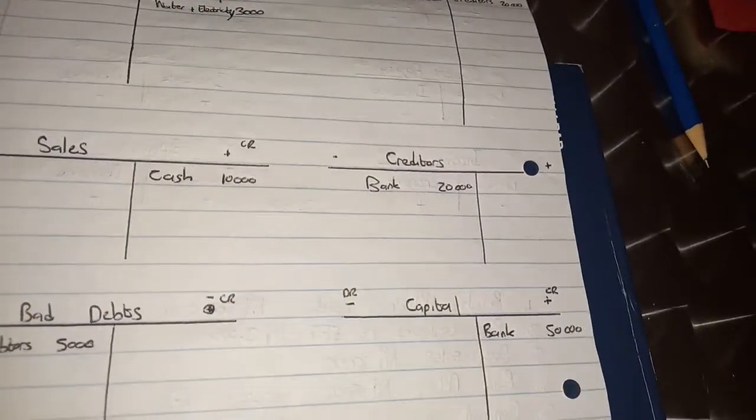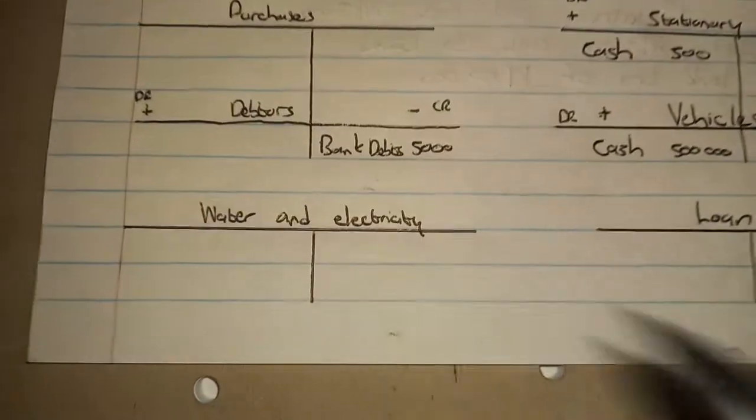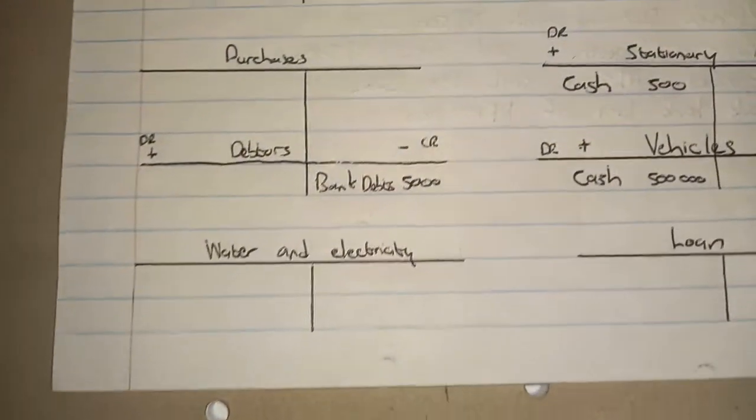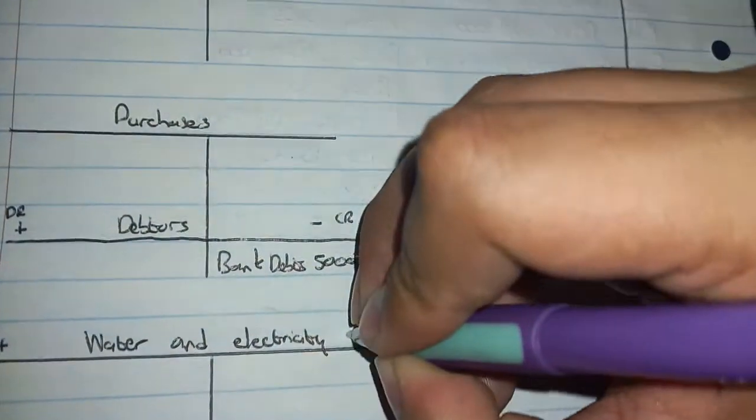And you need to create a new T account for that water and electricity, which is down here. Water and electricity is an expense. The expenses increase on the debit side and they decrease on the credit side.